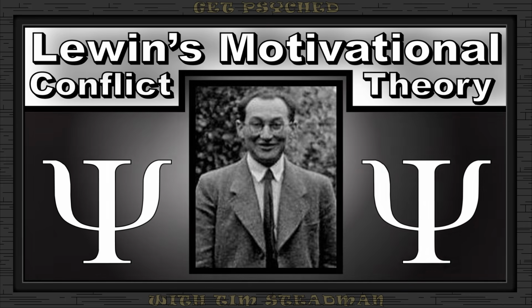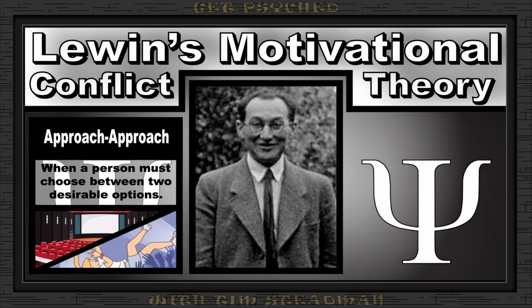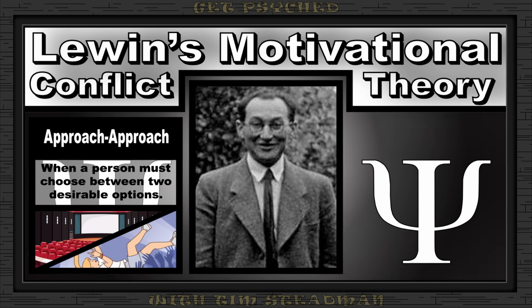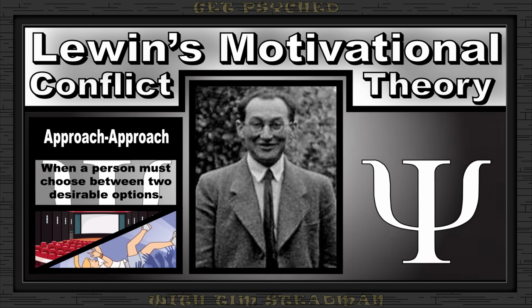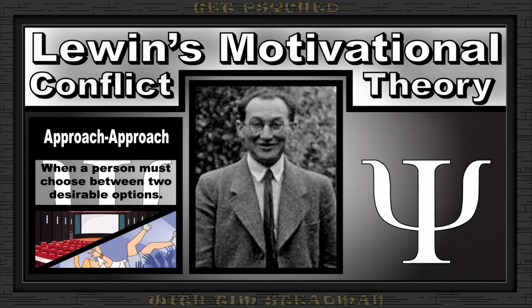According to Lewin, there are three main types of motivational conflicts. We are going to have approach-approach, avoidance-avoidance, and approach-avoidance. An approach-approach conflict happens when you have to choose between two appealing options. Imagine it's Friday night and your friends invite you to a concert, but your family plans a movie night with your favorite snacks. Both sound great, but you can only pick one.